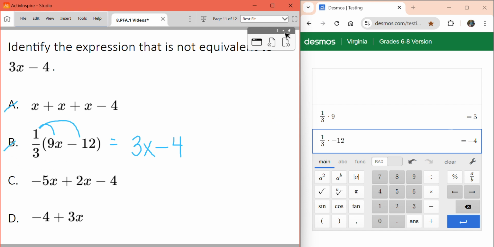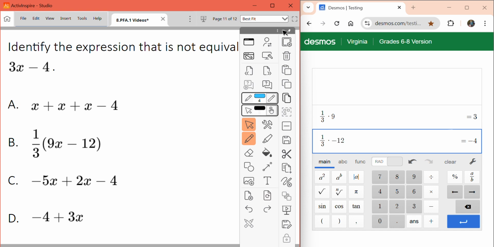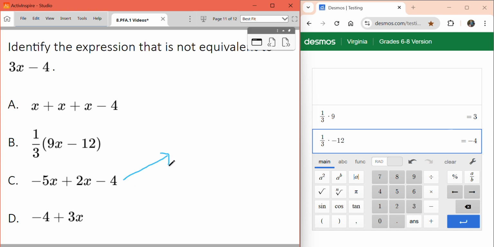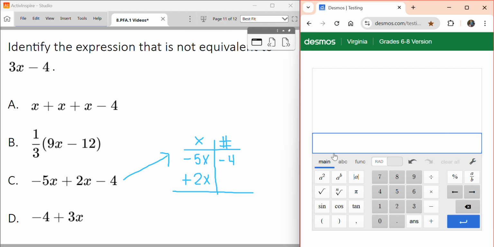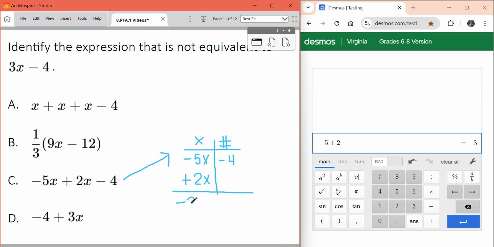Okay, there we go. Now, the third one, I don't have parentheses, so I am going to have to make my T-chart. So let me pause and do that, and I'll be right back. All right, I didn't finish my T-chart because I see where this is going. I've got everything separated, but when I do -5 plus 2, that gives me -3x. And then, of course, I bring down the -4, which means this expression is not equivalent to 3x minus 4. So that's going to be my answer.